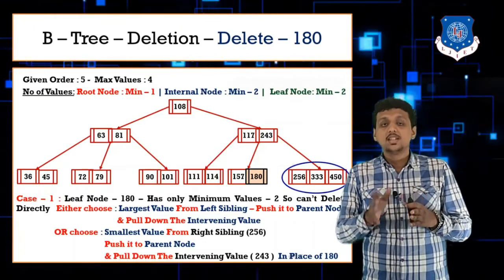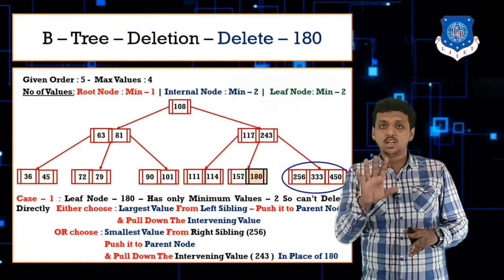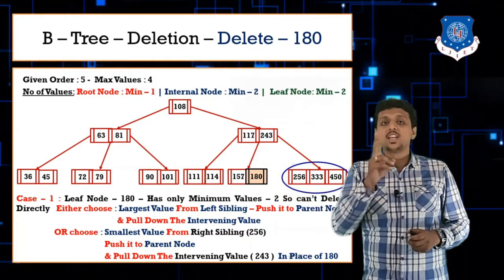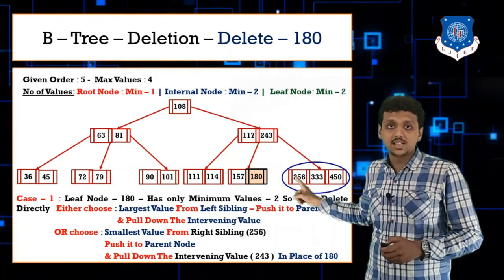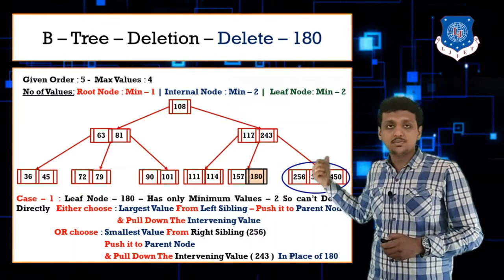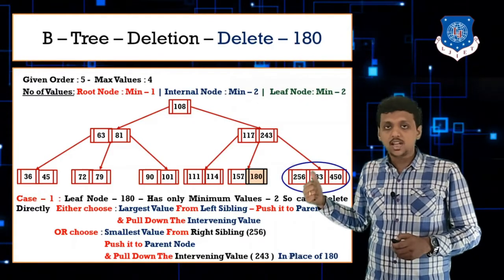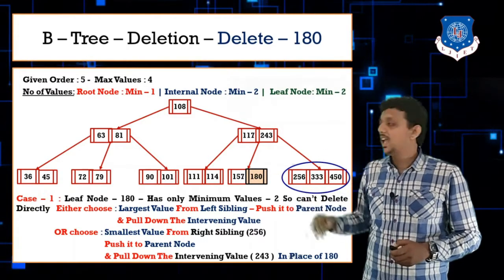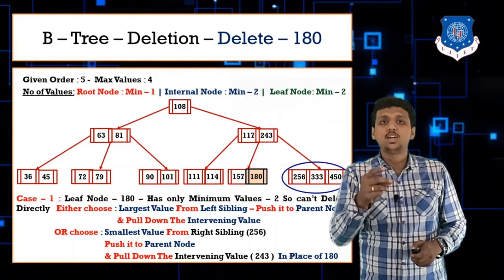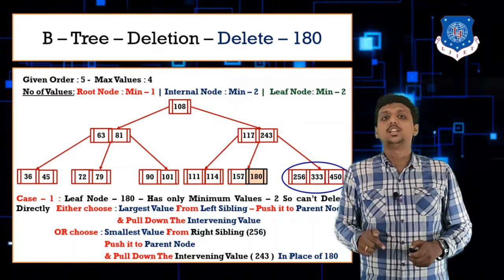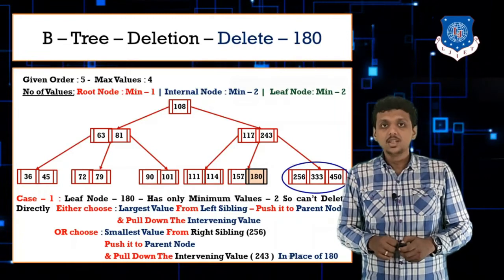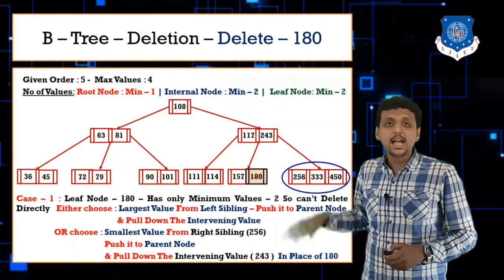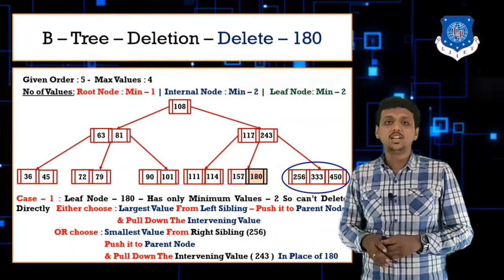Intervening value, that means if here I want to delete 180. So 180 is one value. Now I need to select 256. So I want to select 256 from that right sibling. That is the second value. Now in between both of these values, I have 243 at the parent node. So 243 becomes our intervening value. The value in between 256 and 180 becomes our intervening value.